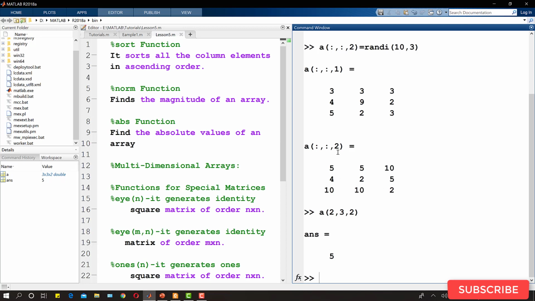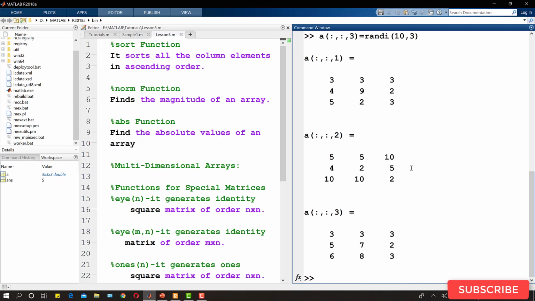So let's suppose I want to add another array to this A matrix, let's suppose I want to create a third page or third array. So what I will do, I will write A, all rows, all columns, and then I will write 3. And then I can generate a random matrix between 1 and 10, and I will create 3x3. So now if I write A, the result is like this. I have first page, second page, and third page.